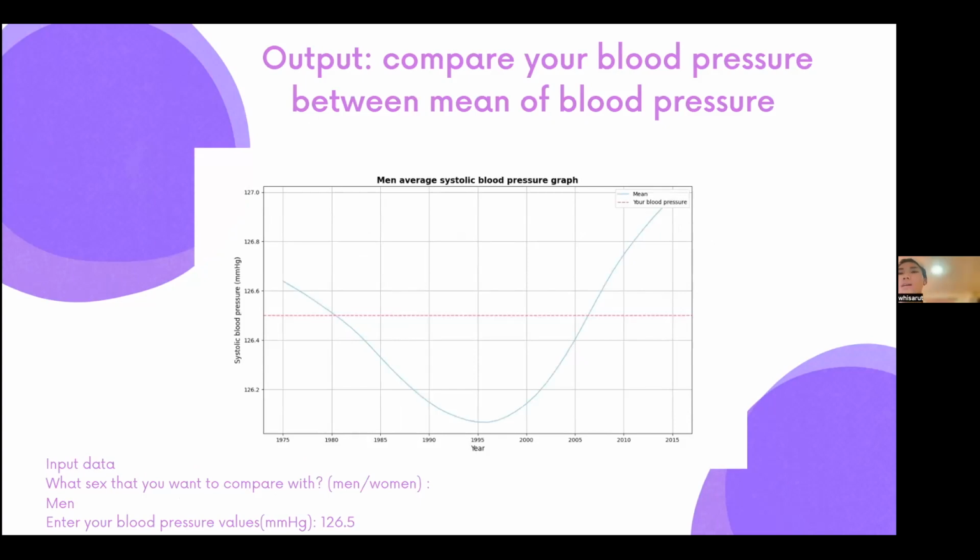From this graph, it will be an example of comparing your blood pressure with the mean blood pressure. First, it will ask you what sex you want to compare with. In this graph, it will be the men graph average. And it will ask you about your blood pressure value. My blood pressure is 126.5. And it will plot the graph and show.